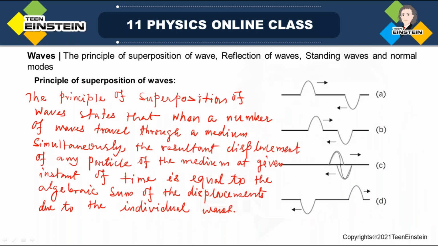I'll state or read out once again. The principle of superposition of waves states that when a number of waves travel through a medium simultaneously, the resultant displacement of any particle of the medium at a given instant of time is equal to the algebraic sum of the displacements due to the individual waves.